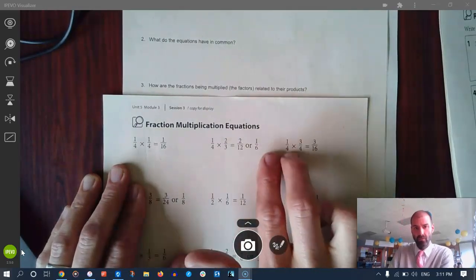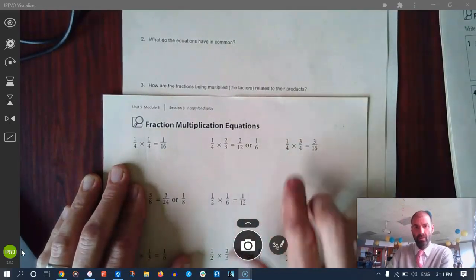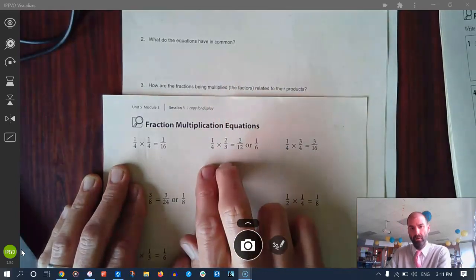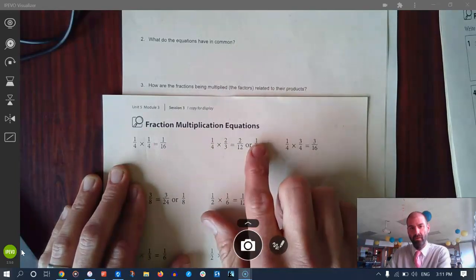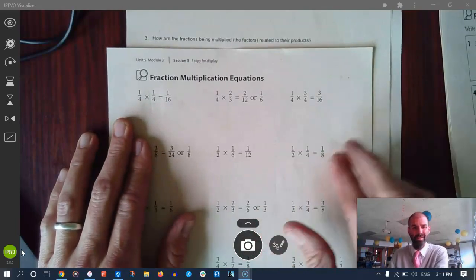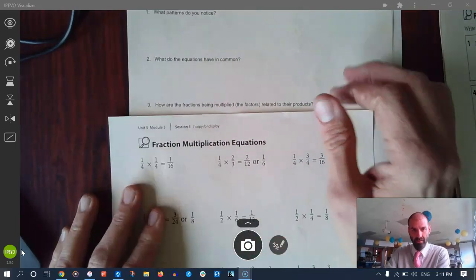The factors. So each one has 2 factors. How are the fractions being multiplied related to their product? So when we look at these fractions and this one, these 2 and this one, do you notice anything? All right, so this is all kind of like pattern-based ideas.